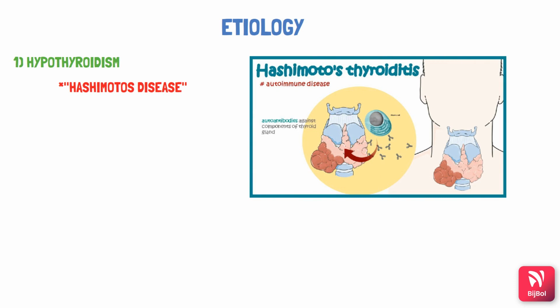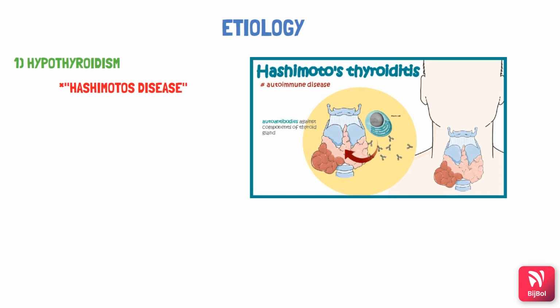And thus T3 and T4 are not produced in sufficient quantities, resulting in hypothyroidism. It is an autoimmune disorder where the thyroid follicles are destroyed.